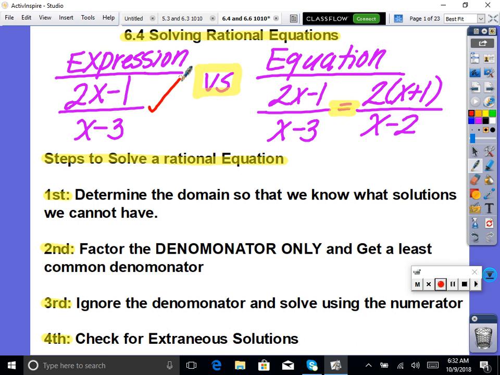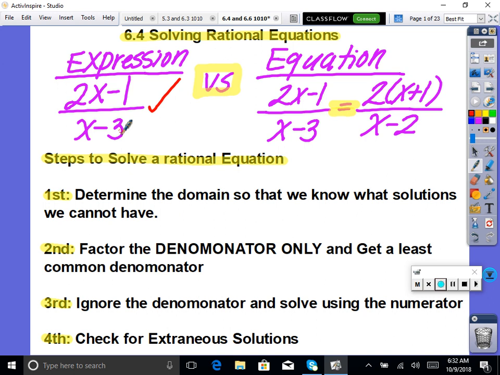Now when we start getting into equations, there's an equal sign, and we're going all the way to solve for x. We would never solve for anything if it was just an expression. There's not an equal sign, so there'd be no way to solve. But because we have an equal sign, we will solve with the following steps.